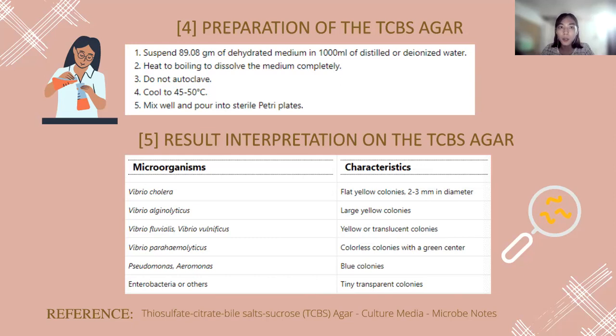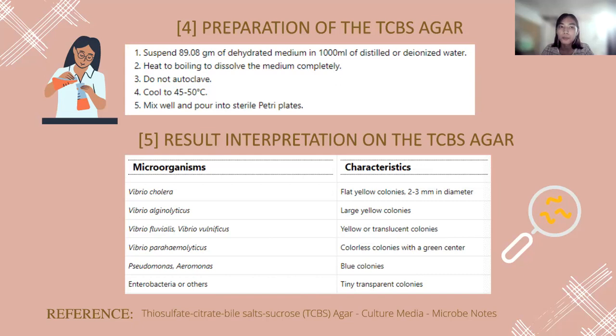So we're not autoclaving it, because some of the ingredients or compounds present in this TCBS agar lose their ability to contribute to the differential and selectiveness of the agar because of too much heat. So in a sense, we do not autoclave it. Okay. So in number four, we have to cool it to around 45 to 50 degrees Celsius.